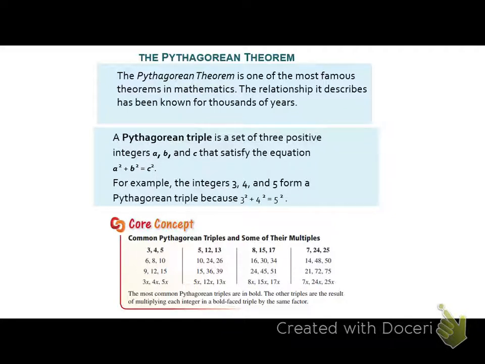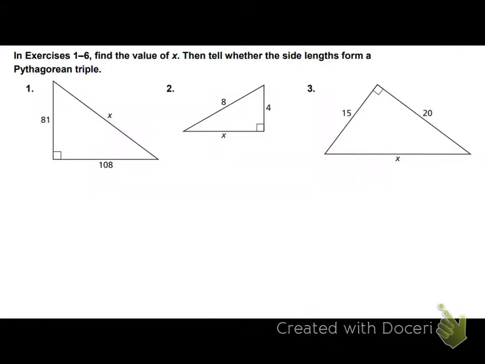What you want to know is that the most common Pythagorean triple is 3, 4, and 5. It is a question on your test. You're going to see it a lot next week when we go into 9.2. So the most common Pythagorean triple is 3 squared plus 4 squared equals 5 squared. 3, 4, 5.